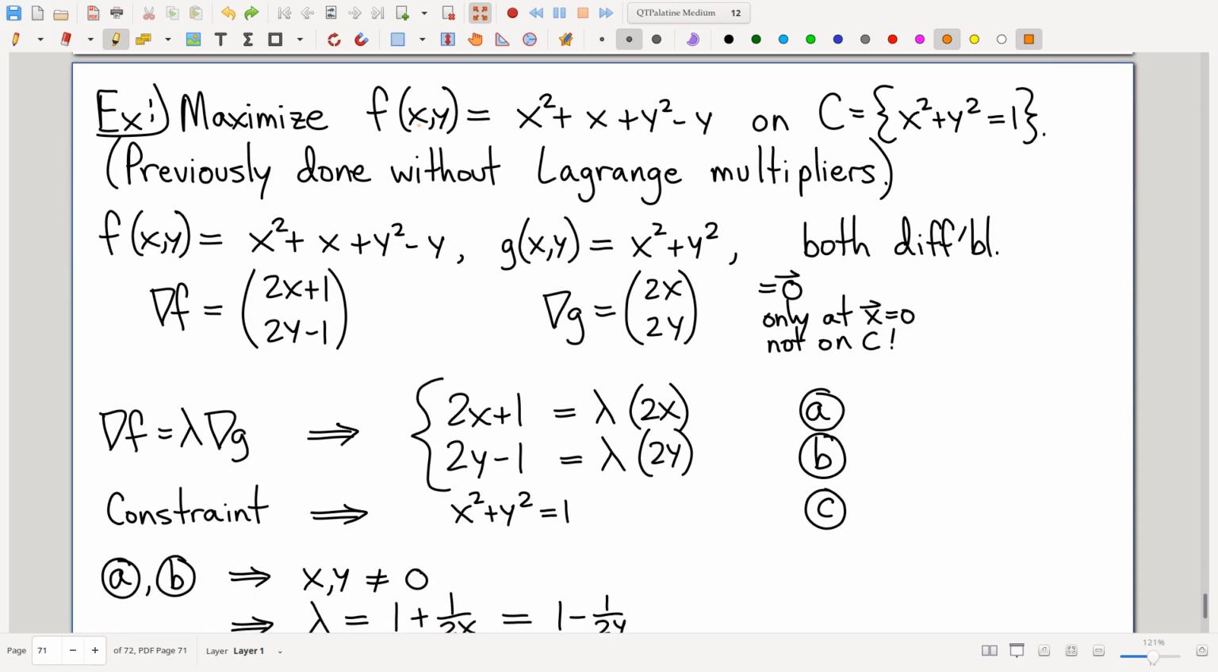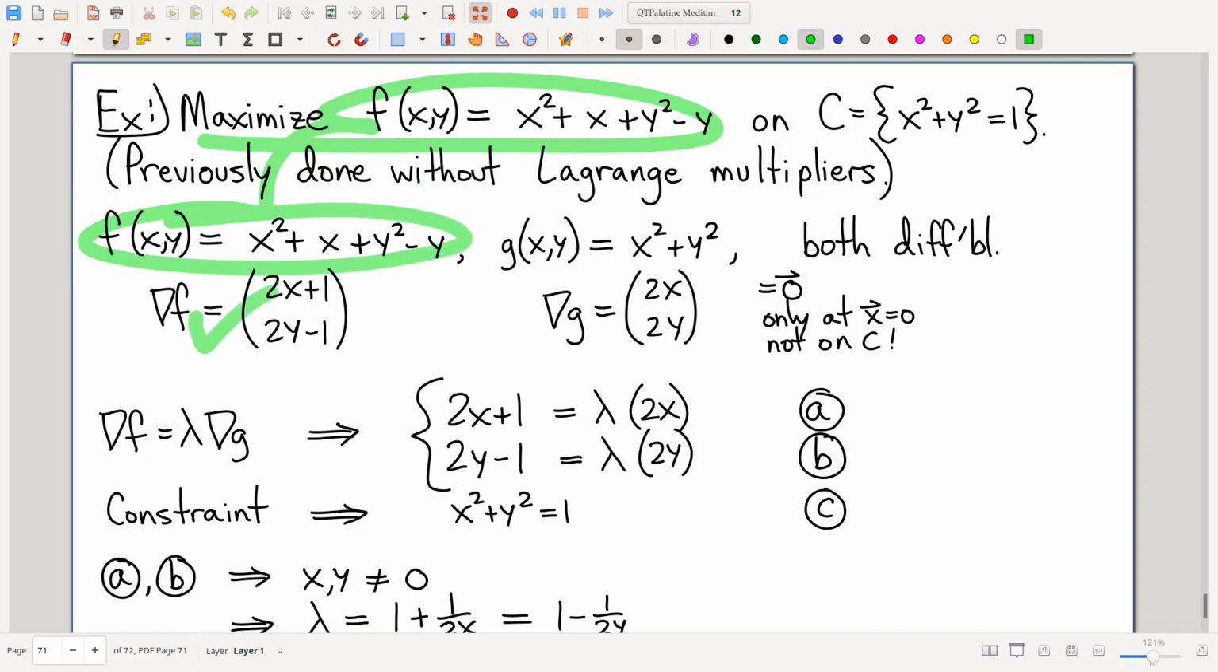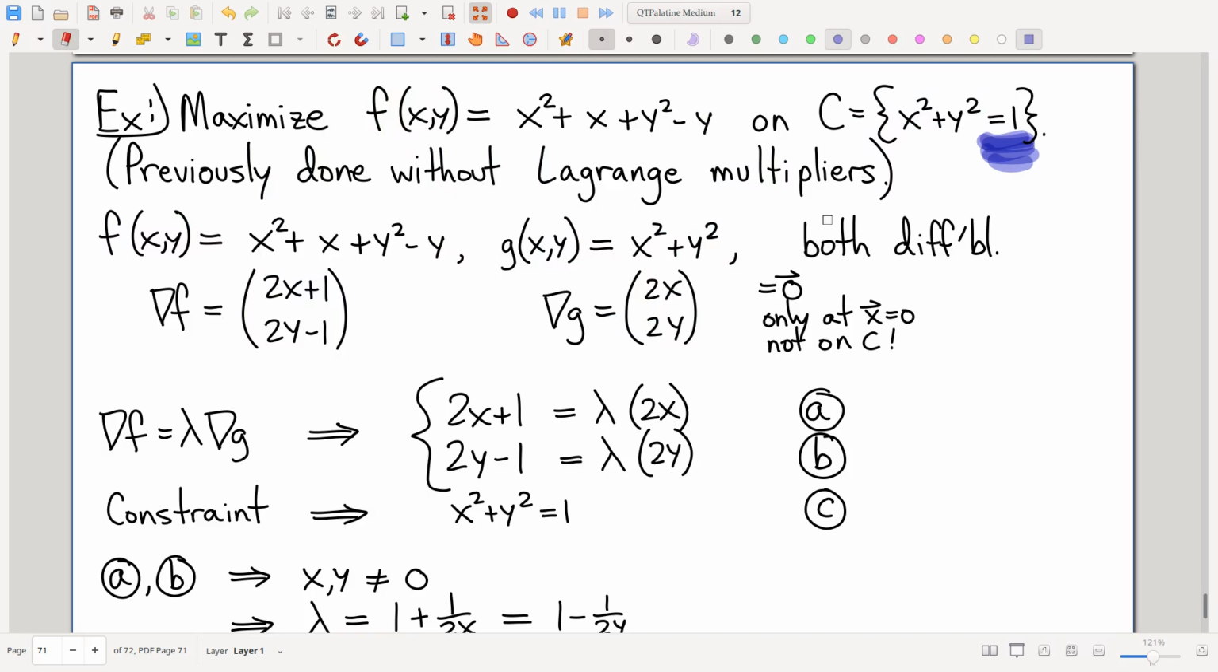Okay, so here's another constrained optimization problem. Here's what we want to maximize. There's its gradient. Here is our constraint function, and there's its gradient. Notice the constraint function, we're looking at a level set of it. And we play the usual games.